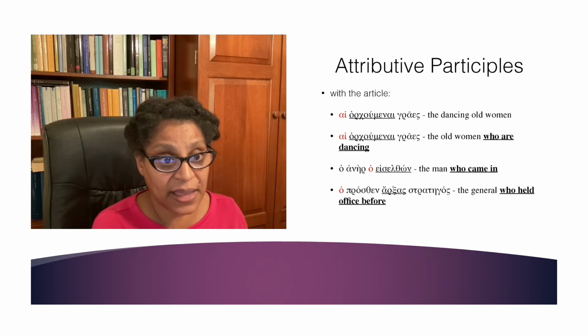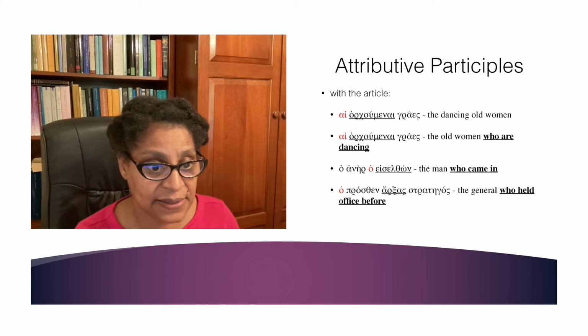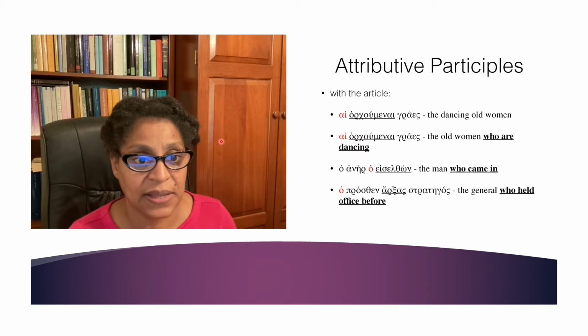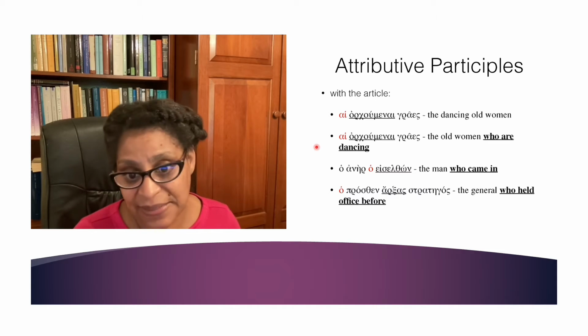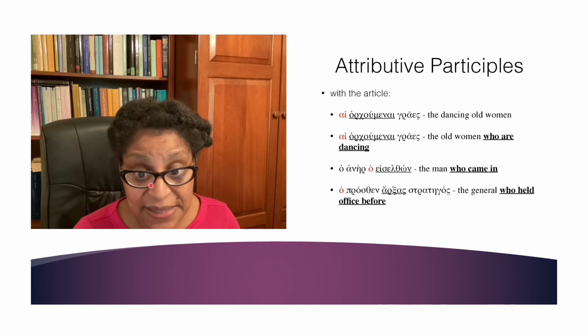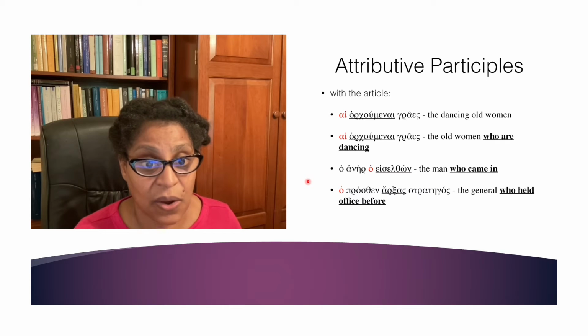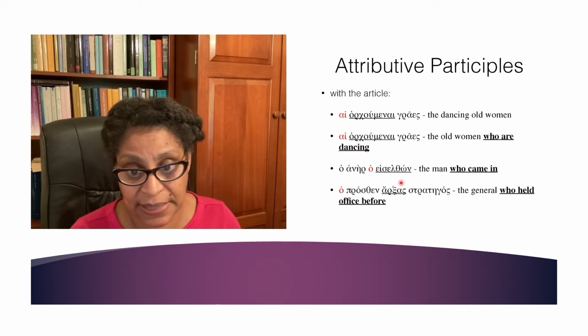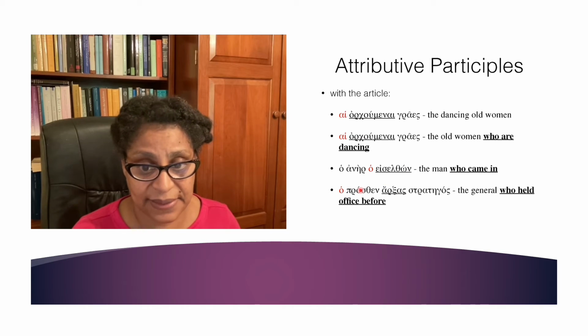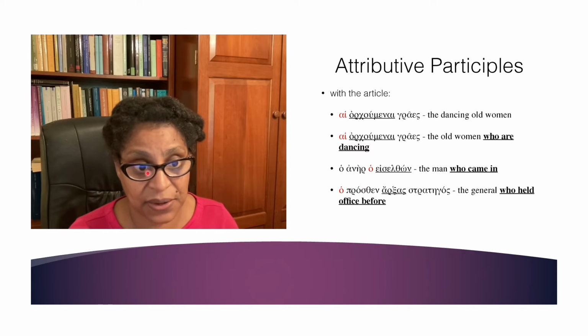So here we have hai or kumenai graes. So the participle here is taking the article, so it is attributive: the dancing old women. And now another way to translate that is the old women who are dancing, as a relative clause. So it can either be the dancing old women or the old women who are dancing. That is how you can translate this attributive participle.